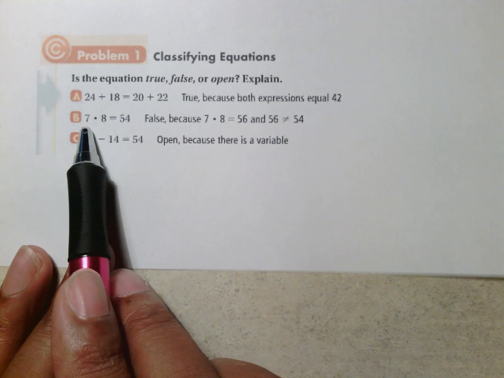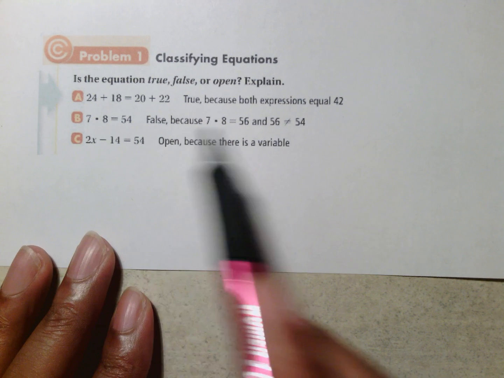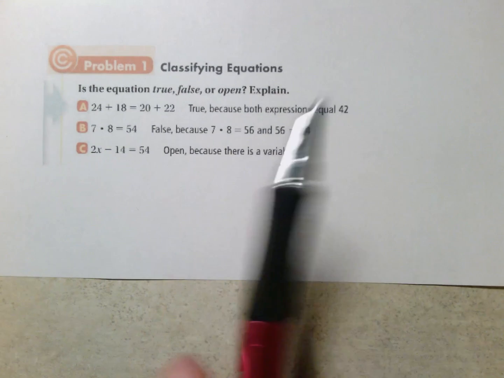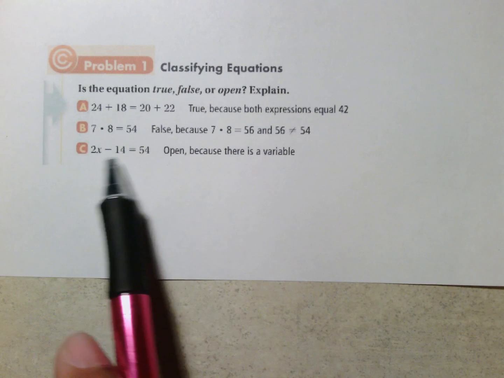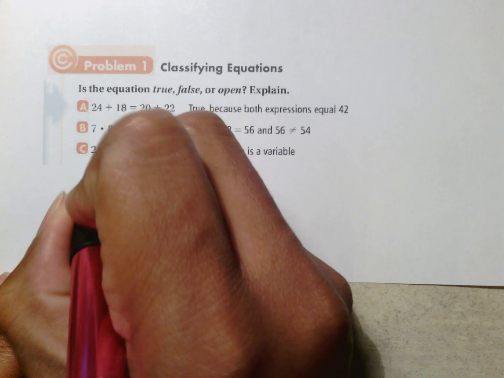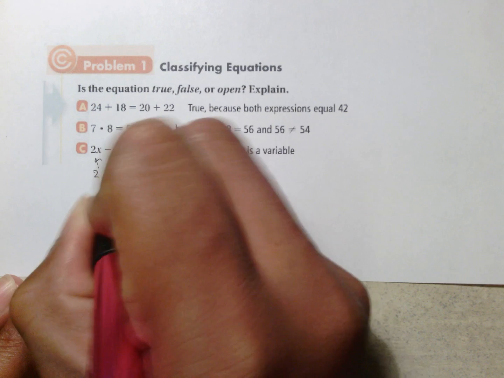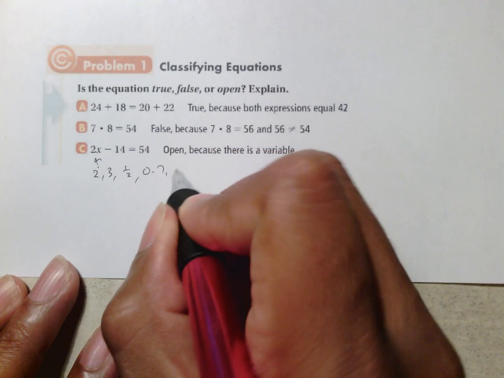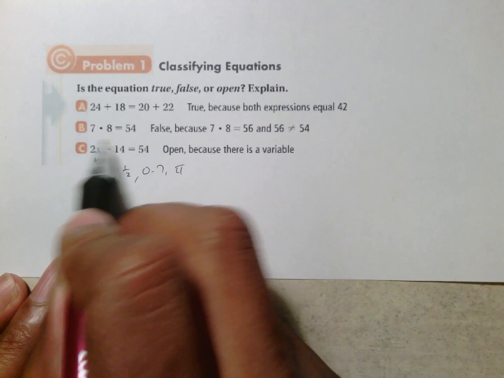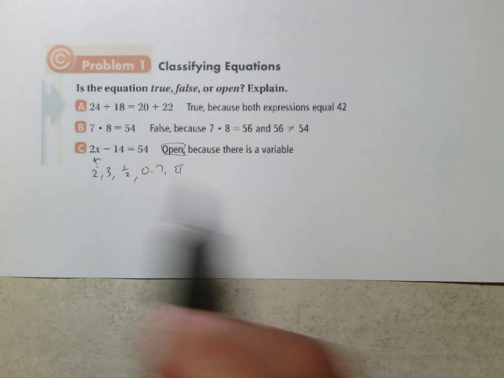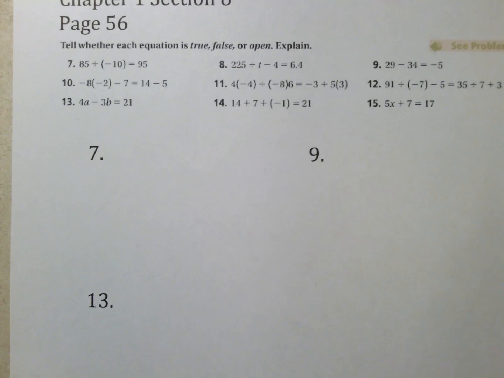Question B says 7 times 8 equals 54 is false because 7 times 8 is 56, and 56 is not equal to 54. So I think we've seen this before, but I've never seen the open. C says it's open because there's a variable, and I think what they mean is because I can put 2 in for x, I can put 3 in for x, I can put 1/2 in for x, 0.7 pi, anything, and I don't know what this side is going to equal. So that's why I think they use the phrase open, because we don't know exactly what this value over here is going to be.